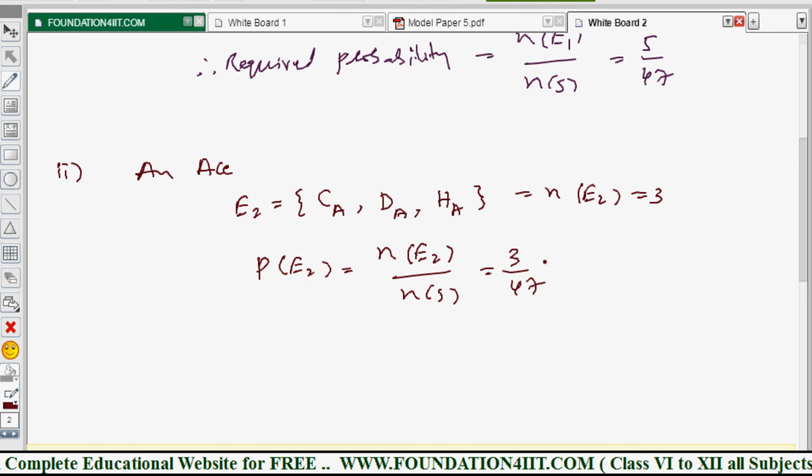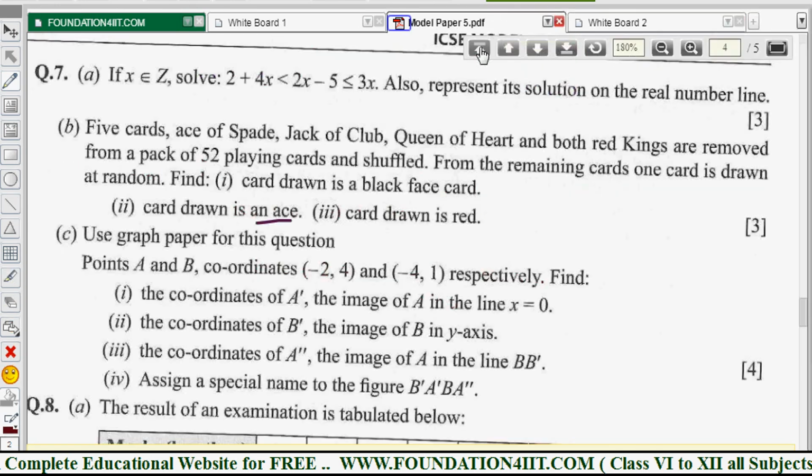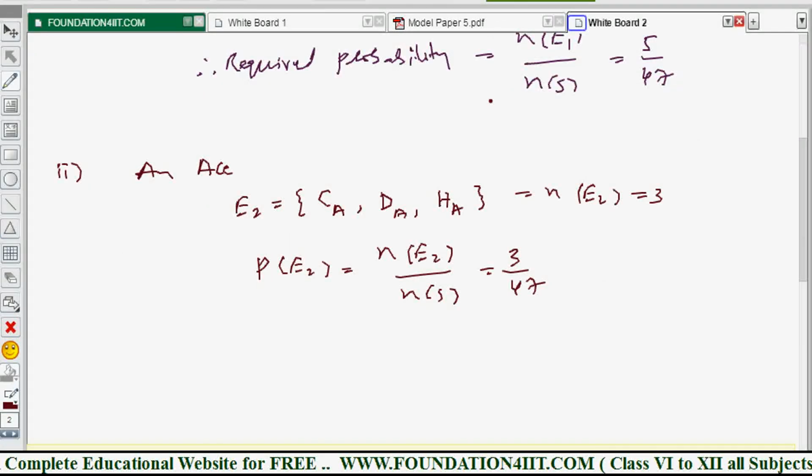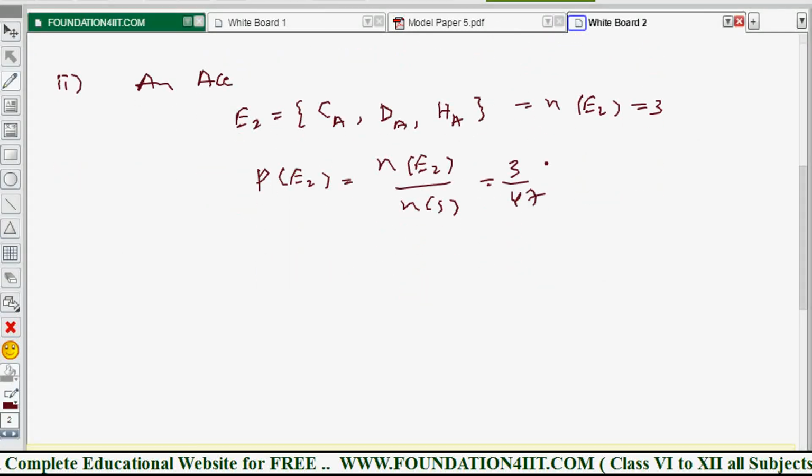And one more is the next question. Card drawn is red, right? Yes, the card drawn is red. So in total we have red cards. If you see, out of 52 cards, 26 are red. But from this, the 47 remaining, you can take the reds.